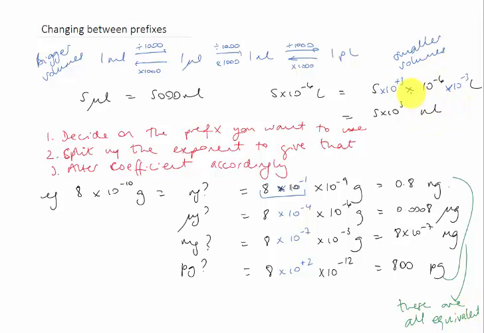Alright, so here's two different things you can do that I've shown you. You can either split your power of 10 into two different parts to give you the number you want, or you can multiply by a power of 10 and then also by its kind of opposite power of 10 to give you the power of 10 you want to correspond to your prefix.